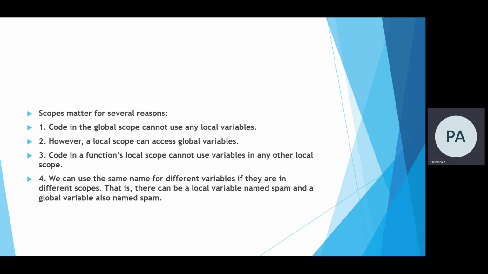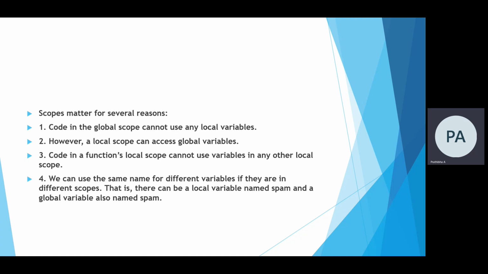Scopes matter for several reasons. Code in the global scope cannot use any local variables. However, a local scope can access global variables. Code in a function's local scope cannot use variables in any other local scope. We can use the same name for different variables if they are in different scopes. That is, there can be a local variable named spam and a global variable also named spam. So these are the things we need to understand about the scope of a particular variable.